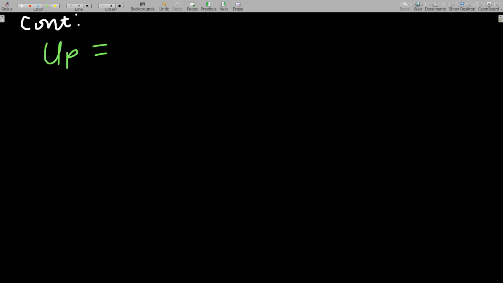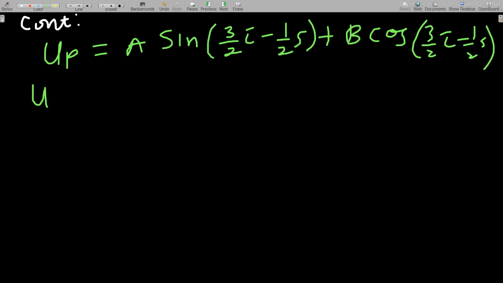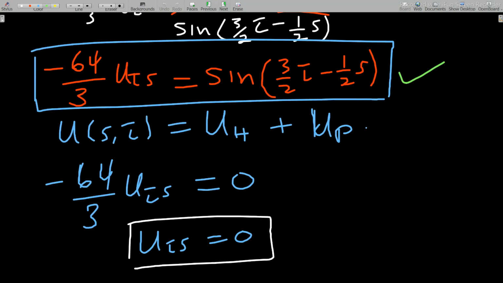So we are saying that u particular, we let our u particular be equal to a sine of the same thing that is in the bracket, 3 over 2 tau minus 1 over 2 s, plus b cos of the same thing, 3 over 2 tau minus 1 over 2s. Okay, these are our particular solutions. So first of all, you have to find u tau. Okay, you're supposed to find u tau s and put it back in the equation, since the equation is like this.